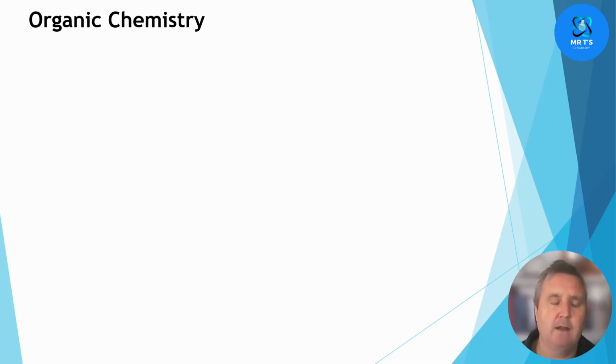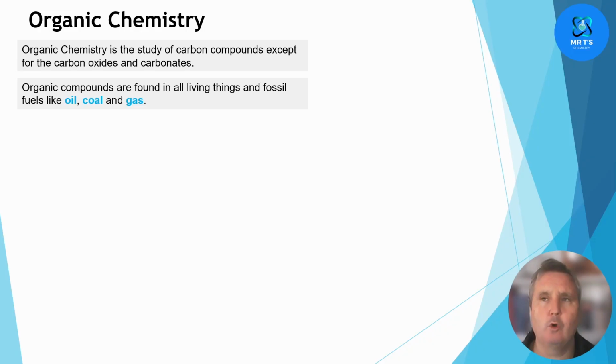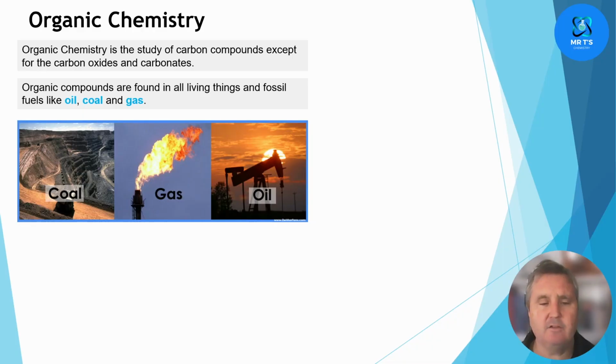Okay, so what is organic chemistry? Well, organic chemistry is the study of complex carbon compounds, except for carbon oxides and carbon carbonates. Organic compounds are commonly found in all living things. That's where the word organic comes from: living organisms. But it's also found in fuels like oil, coal, and gas, because those are all made from once living things as well. And it's these types of fuels, especially oil and gas, that are used for the precursors or the starting materials to make lots of organic compounds that we have in our everyday life.